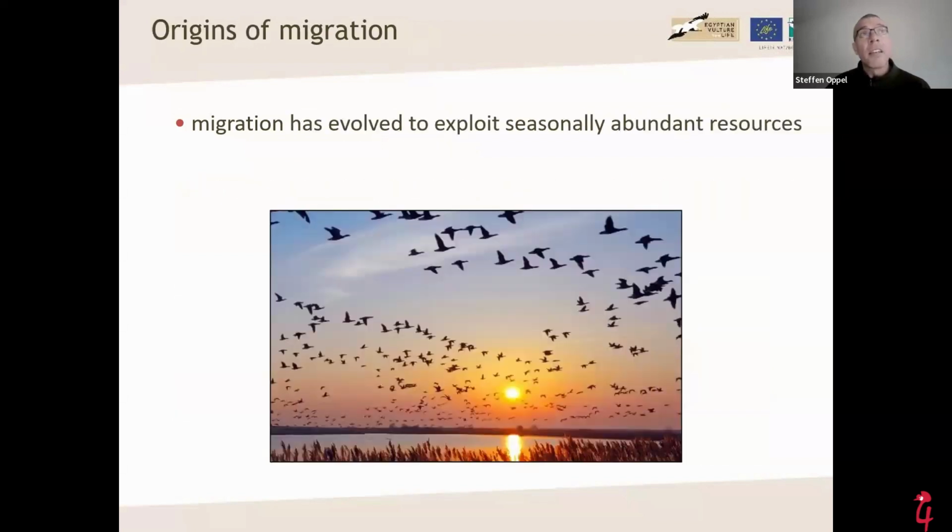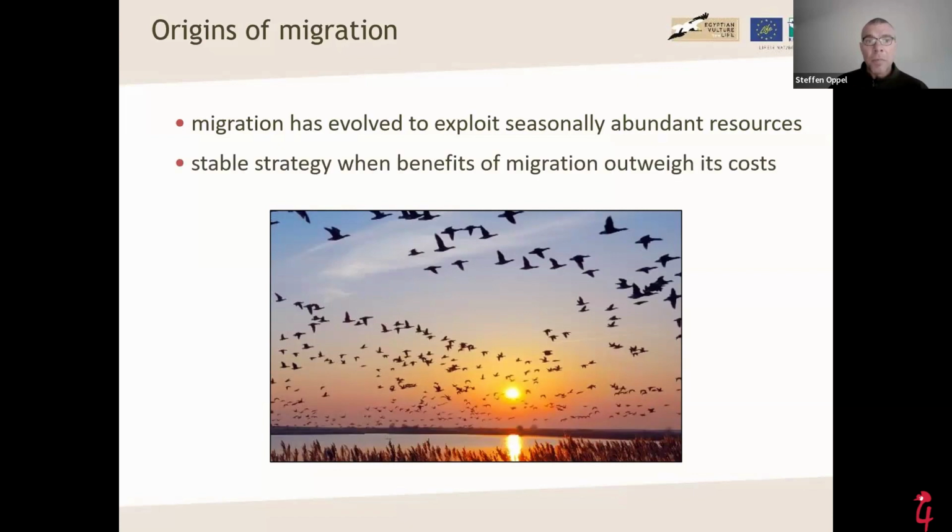So that's the theory of how migration originally evolved, by birds starting to travel to places where they have seasonally abundant resources, where they can have more reproductive output, and offset the cost of moving from one place to another by exploiting these seasonally abundant resources.